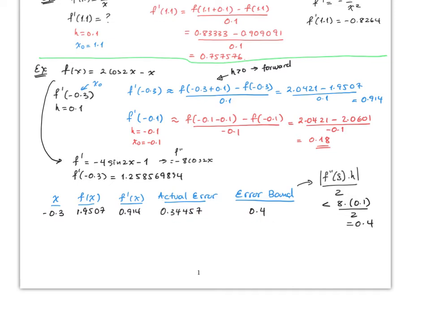So this is good. Now, we also computed the derivative at minus 0.1. The value of f at minus 0.1 is 2.0601. The value of the derivative was 0.18. So at this point, you should stop the video, find the actual error, which you can do with the formula, using 1.8 here. And then check the error bound holds, and that's it. So as you can see, this is straightforward. So you still need to figure out this one and this one, which should be obvious.